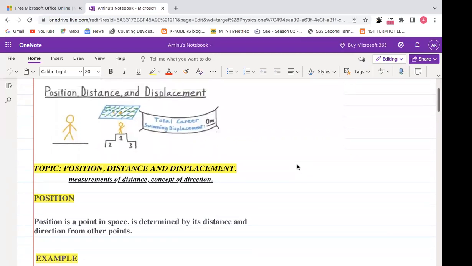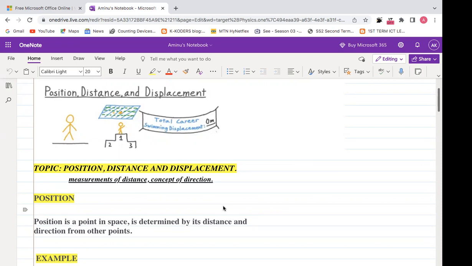So what is position? Position is a point in space, and is determined by its distance and direction from other points. In a nutshell, we can simply say position is the space between 2 points, or position is where an object is located. The position of an object is told with the things surrounding that particular object.